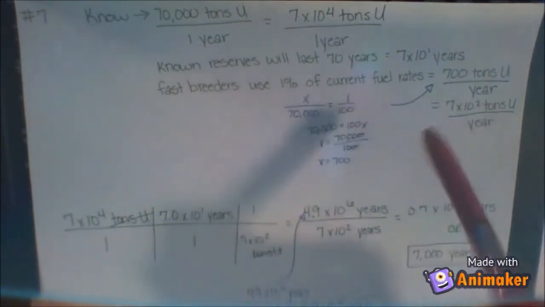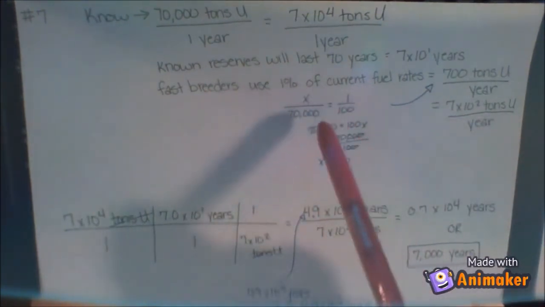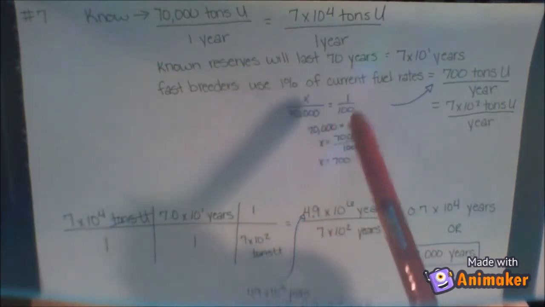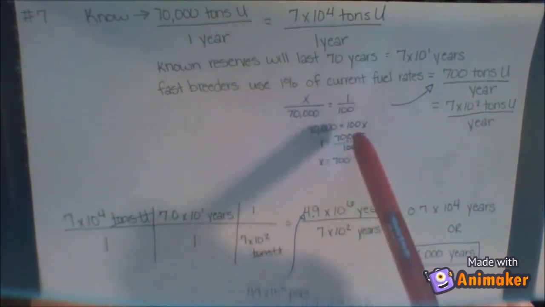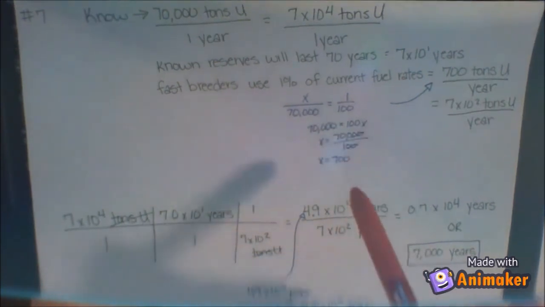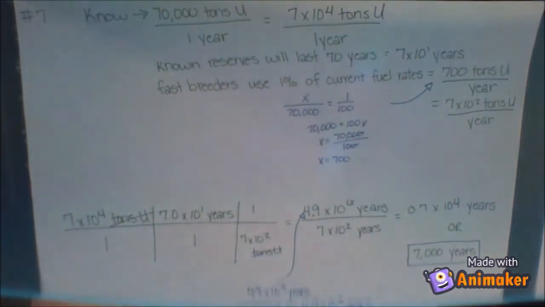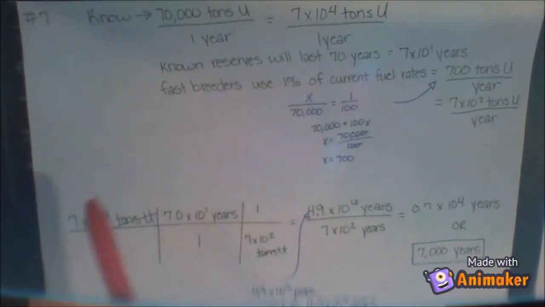How did I solve that? I did a basic proportion. X over 70,000 equals 1 over 100. That's eventually going to get us 70,000 equals 100x. Divide both sides by 100, cross out those last 2 zeros, and you get 700 tons per year. And then it's a simple multiplication from there. 7 times 10 to the 4 tons per year over 1, which is a placeholder, times 7.0 times 10 to the 1 years. This will tell us how long our current reserves will last.